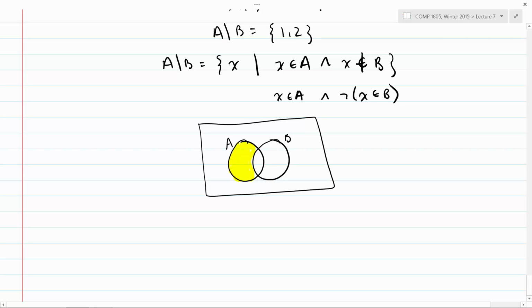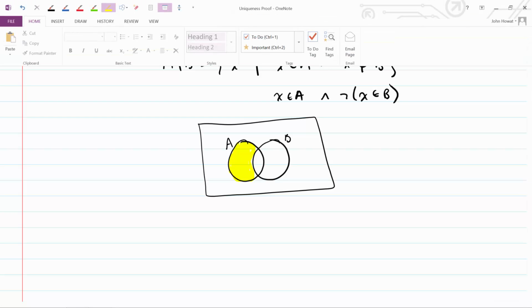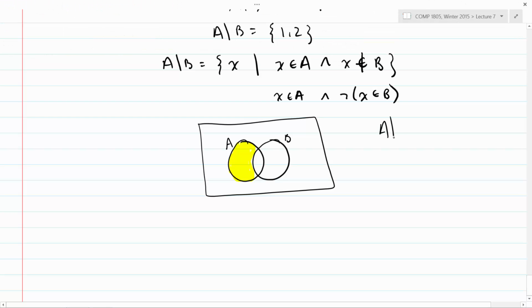All right. So sometimes A minus B is denoted with a backslash, A minus B. I think the textbook might do it that way. I prefer this other way because I don't like to reuse symbols whenever possible. All right. So there's a couple more things.